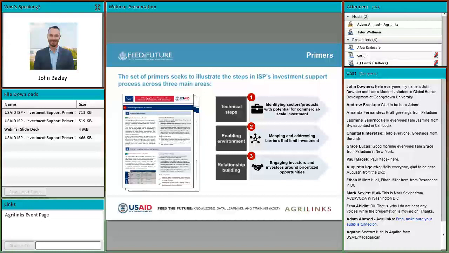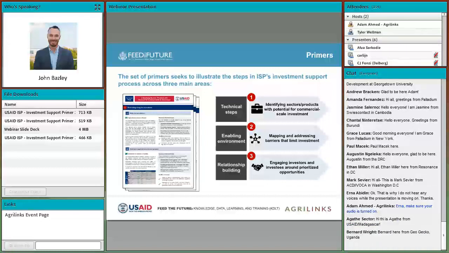Thank you, Afua. So we landed on three individual primers that each seek to focus on separate core issues relating to driving investment support. The first primer looks to identify sectors and products with potential for commercial scale investment. So it's really the technical steps of the process. And it's how to navigate the investment filtering process from generating a long list of subsectors with high commercial and social impact potential to identifying specific, useful, and viable investment opportunities.